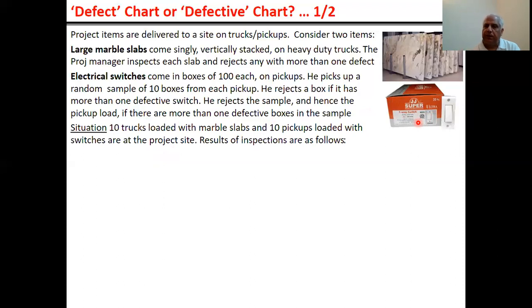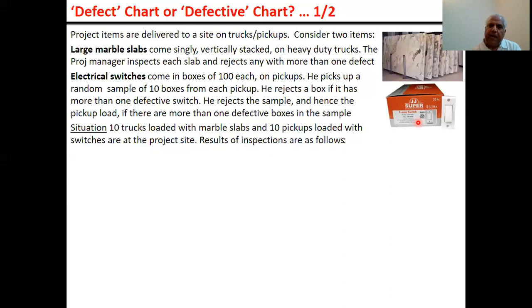in those 10 boxes. Again, I repeat, if there is more than one defect on a switch, the whole switch will be considered defective. And if there is more than one defective switch in the box, the box will be defective. And if there is more than one box defective, the whole pickup load will be rejected. So this is the situation.